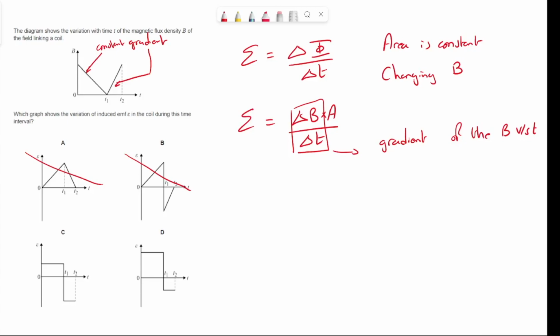Now, if we look at the gradient between 0 and T1, we see that it is much shallower than between T1 and T2. So therefore, the EMF between 0 and T1 is going to be smaller than the EMF between T1 and T2, and therefore our answer for this question is C.